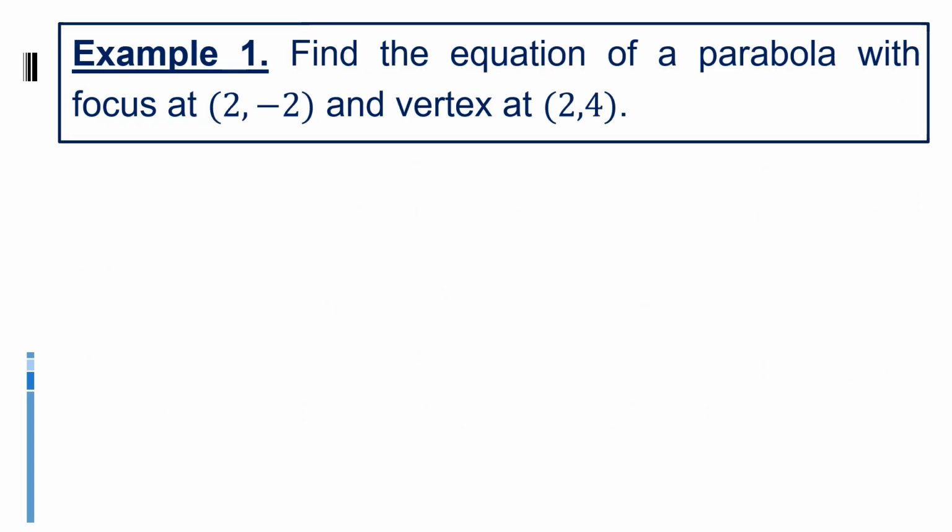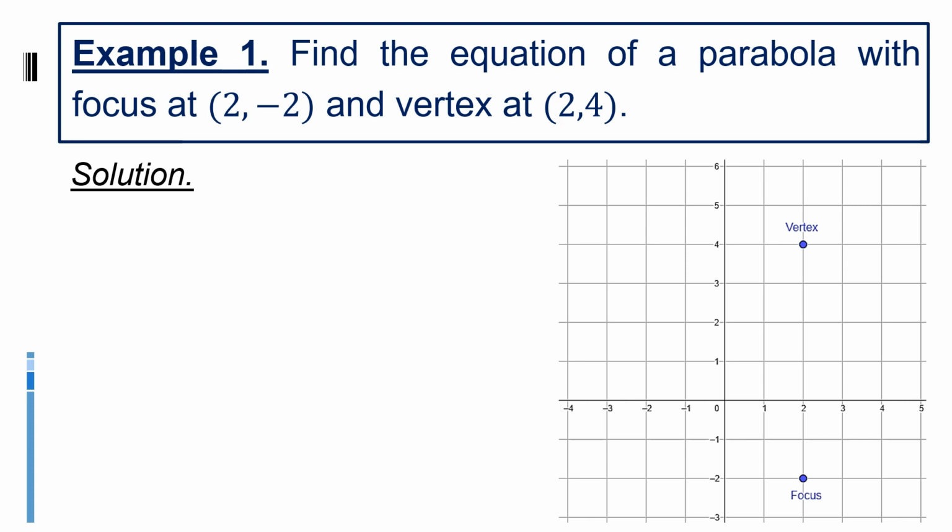Now, let's find the equation of a parabola with focus at (2, negative 2) and vertex at (2, 4). So, for our solution, i-visualize muna natin yung ating parabola. Since andito yung kanyang vertex at andito yung focus, ibig sabihin, pababa yan. Okay? Pababa yung ating parabola. Therefore, we will use (x minus h) squared equals 4p times (y minus k).